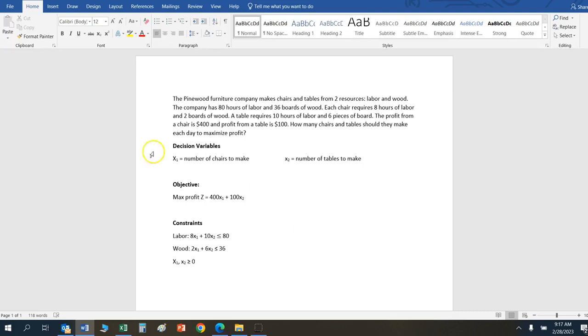Okay, it helps if you label these with your words, labor and wood. That will help you make sure you get the right numbers. And always our decision variables greater than or equal to 0.